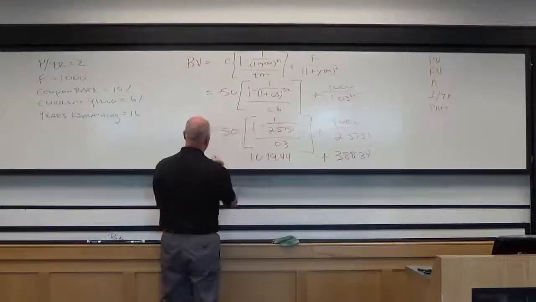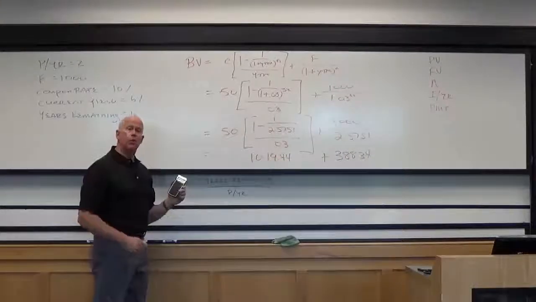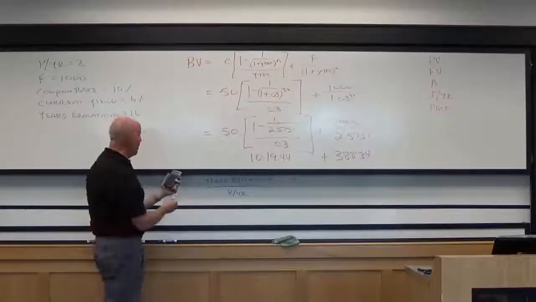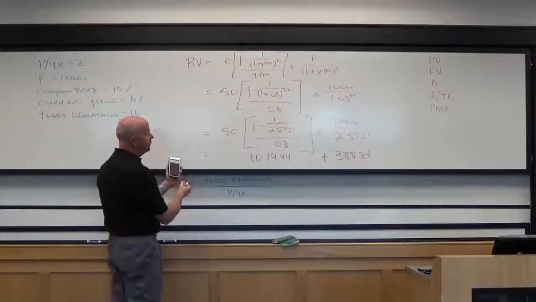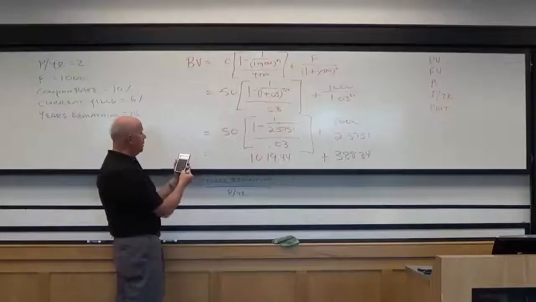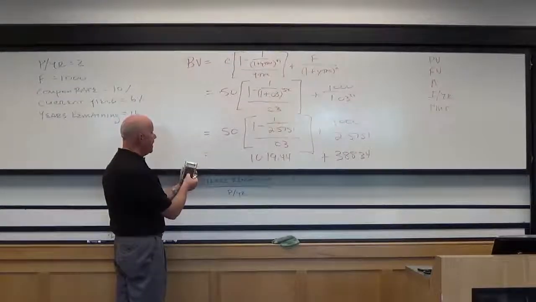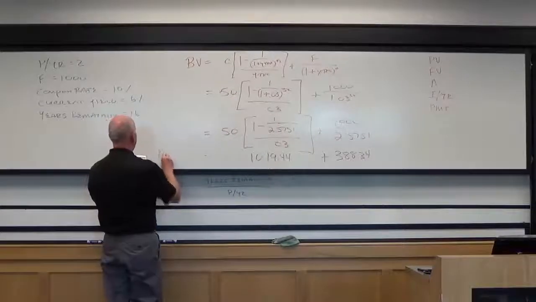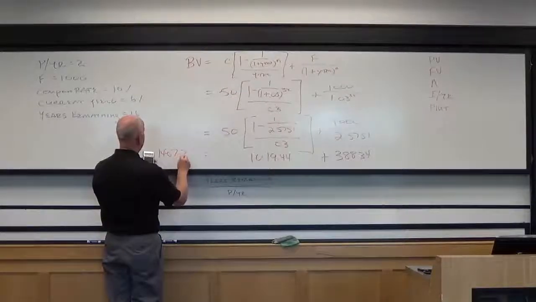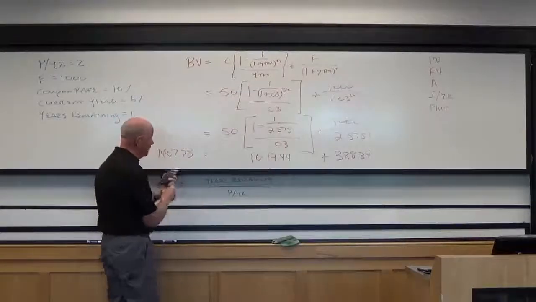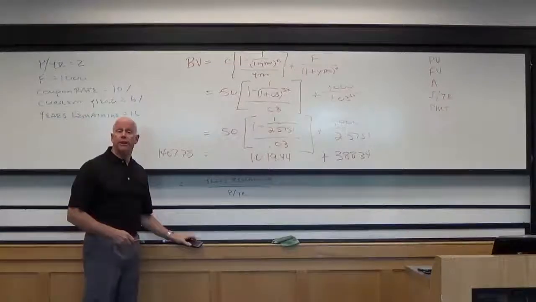1,019.44. So the present value or market value of this bond would be 1,019.44 plus 388.34, or $1,407.78. Well, that's rather a lot more than $1,000.